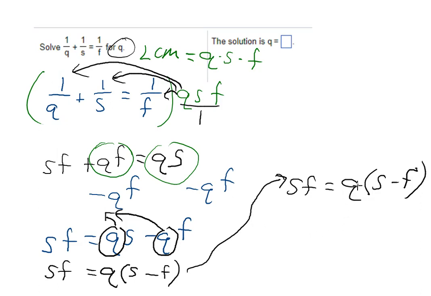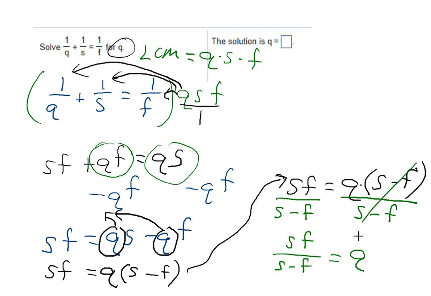I want to get Q by itself. It's being multiplied by S minus F. So to get Q by itself, we will divide by S minus F. And so what we end up with here is SF on top divided by S minus F on the bottom equals Q, because these two things are going to cancel out. And so that would be my final answer.